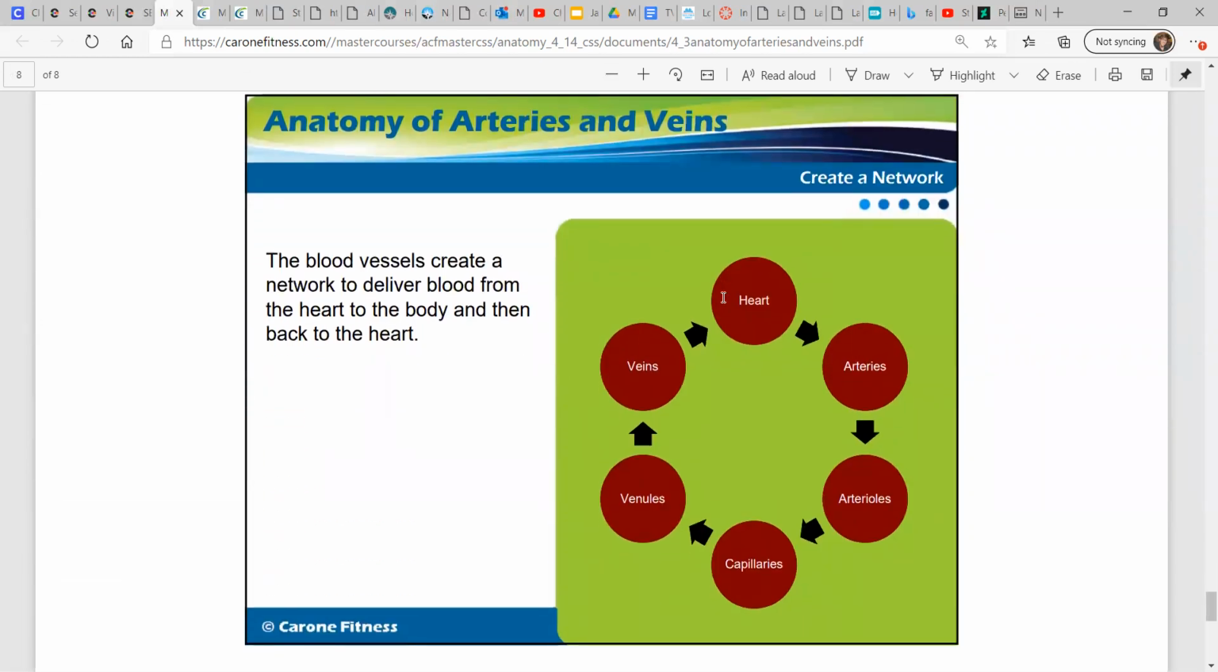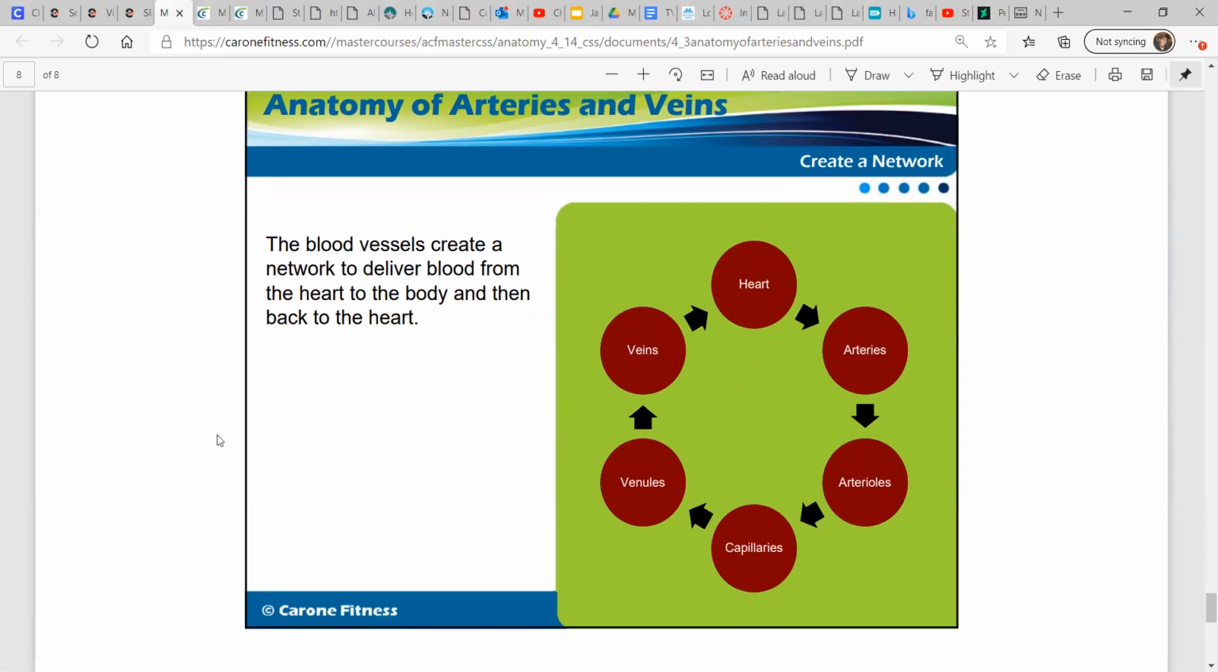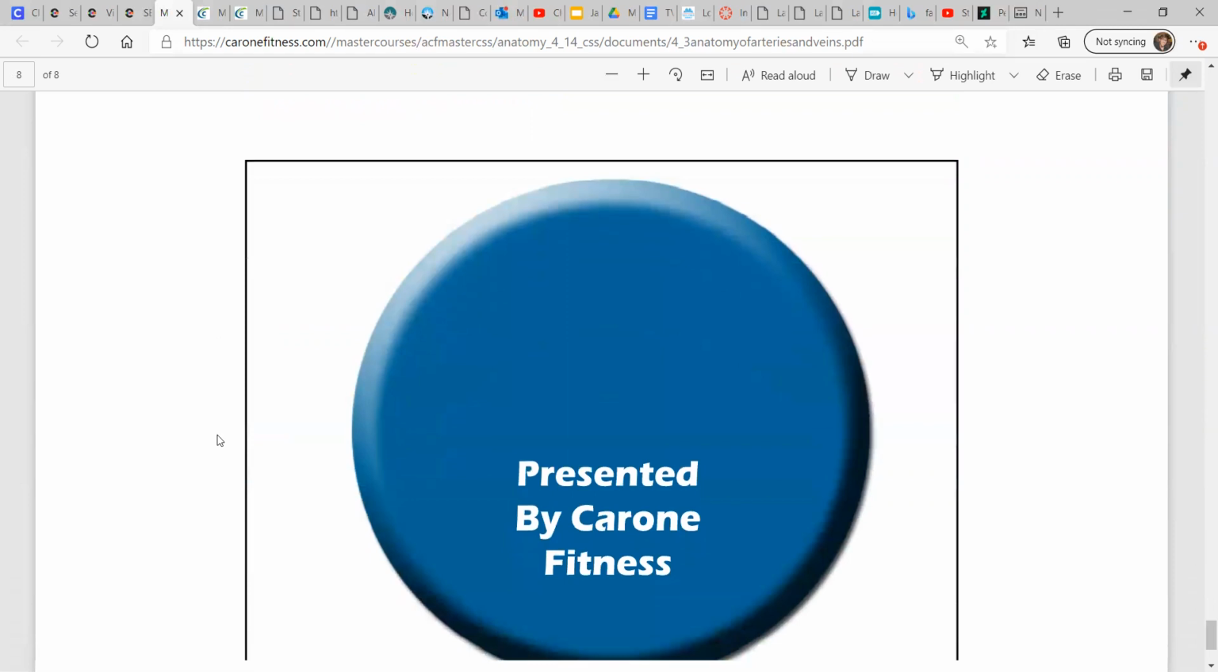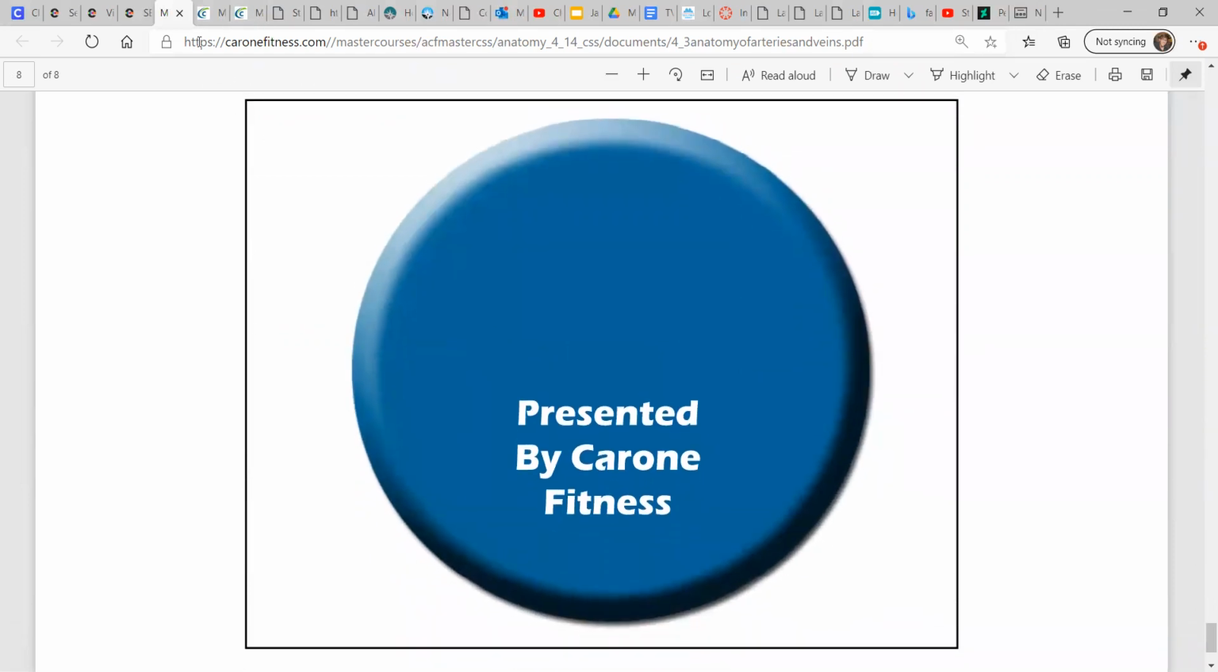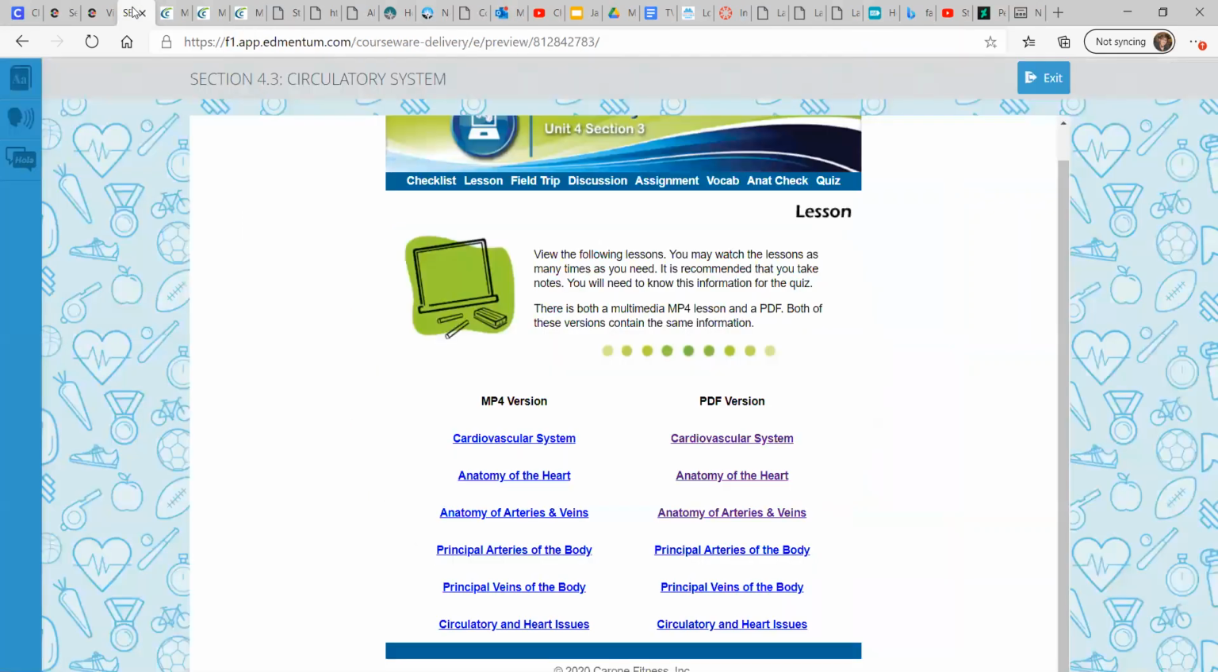The blood vessels create a network to deliver blood from the heart to the body and then back to the heart. Here we go. Heart, arteries, arterioles, capillaries, venules, veins. Back to the heart. And that is the end of the anatomy for arteries and veins.